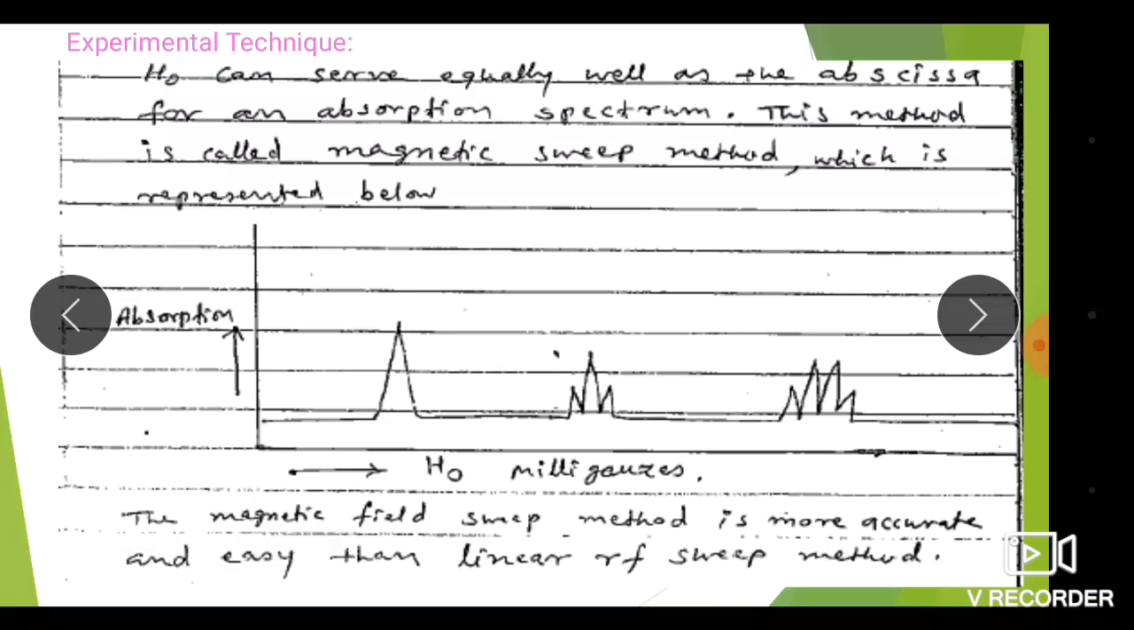So H0 can serve equally well as the abscissa for an absorption spectrum. This method is called the magnetic sweep method, which is represented below. With absorption versus H0, we get a clear spectrum, and the magnetic field sweep method is more accurate and easier than the linear RF sweep method. So this is about the instrument techniques used for NMR spectroscopy.